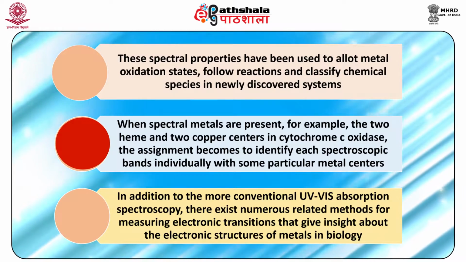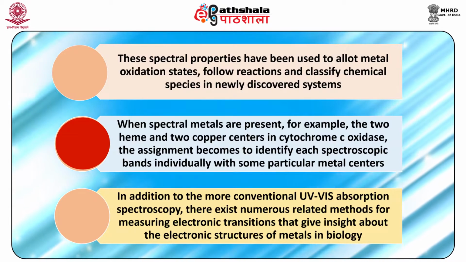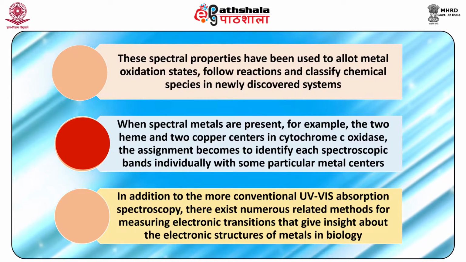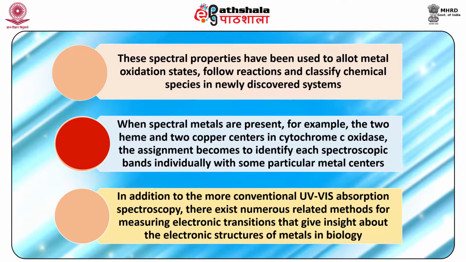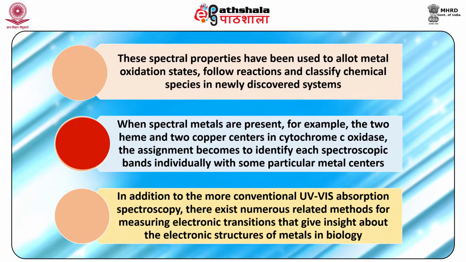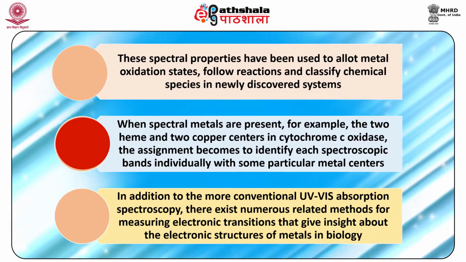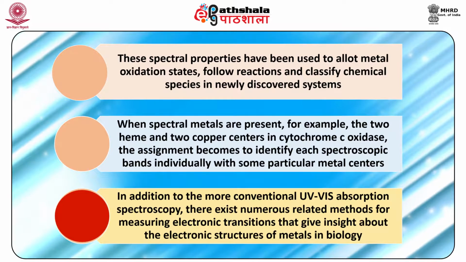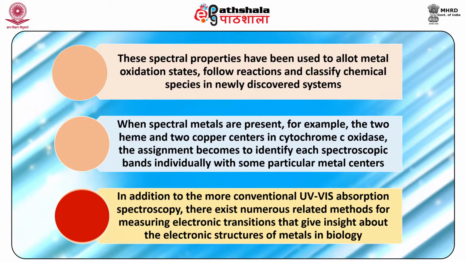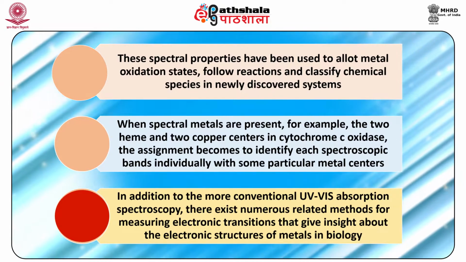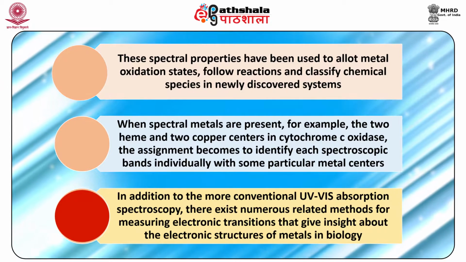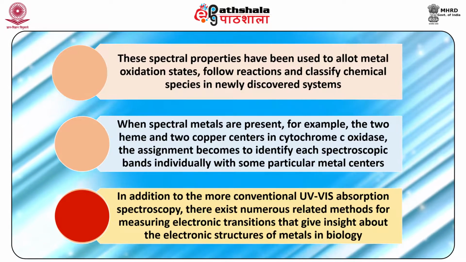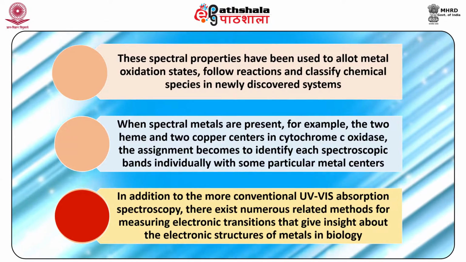When several metals are present, for example, the two heme and the two copper centers in cytochrome c oxidase, the challenge becomes to identify each spectroscopic band individually with a particular metal center. In addition to the more conventional UV-visible absorption spectroscopy, there exist numerous related methods for measuring electronic transitions that give insight about the electronic structures of metals in biology.